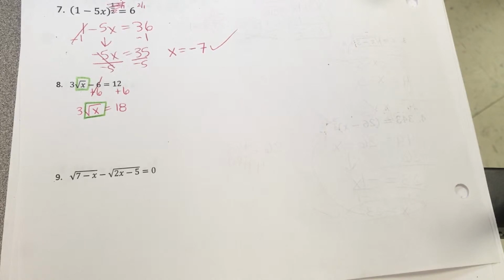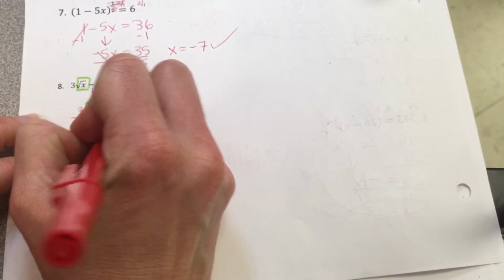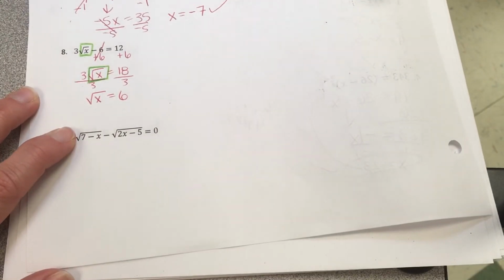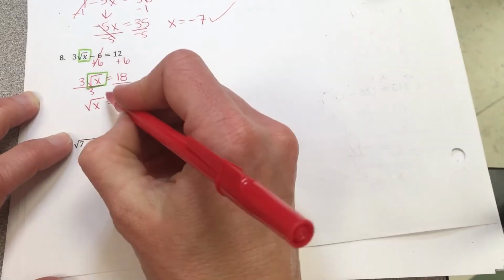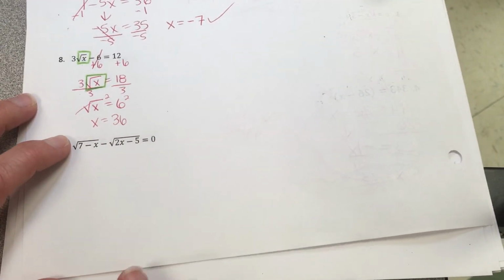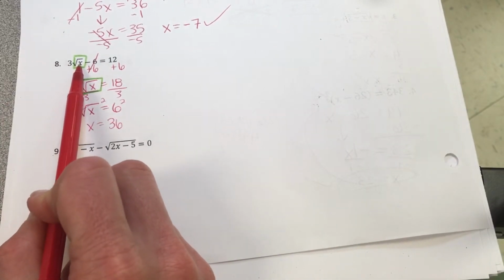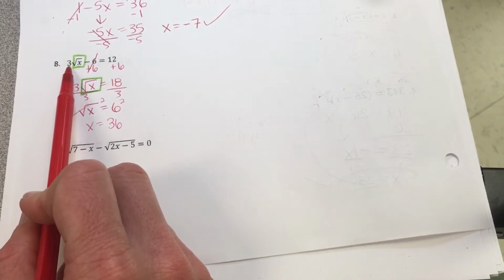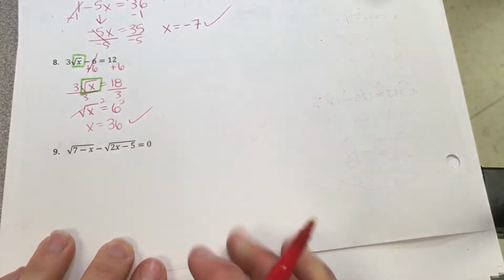What do I do next? Divide by 3. It's being multiplied. So divide by 3. So square root of x equals 6. Okay? And now you're ready to do what? Square both sides. Okay? So x equals 36. All right, when I plug it back in, the square root of 36 is 6 times 3. 18 minus 6? 12. So that one does work.